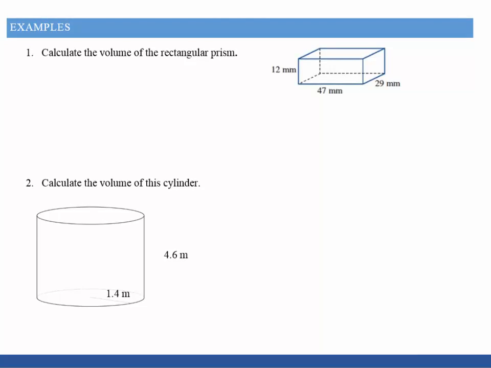Calculate the volume of this rectangular prism. Well, the volume we know for a prism is length times breadth times height. So we just take all of our numbers, 12 times 47 times 29. And we pick up our calculators and I think we get 16,356 millimeters cubed. And don't forget our units.